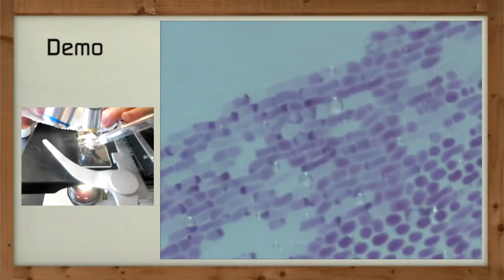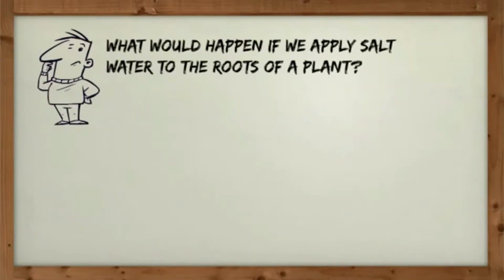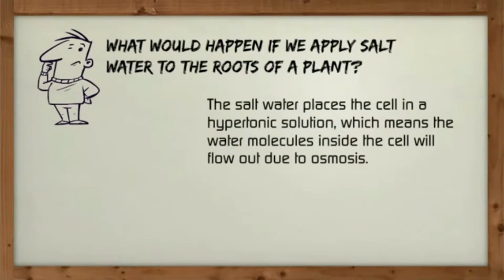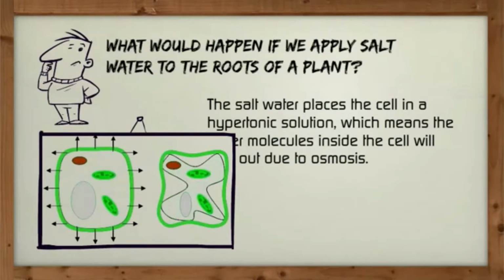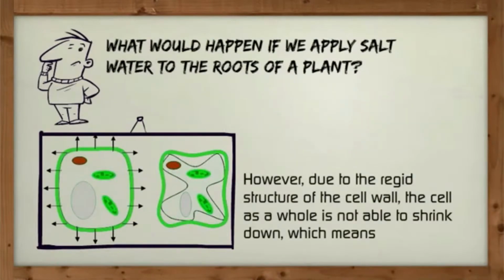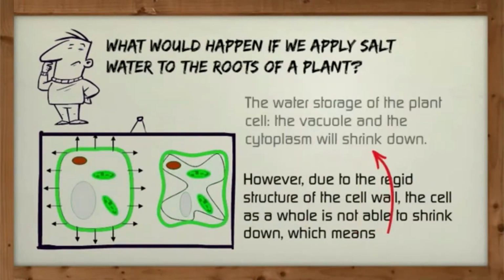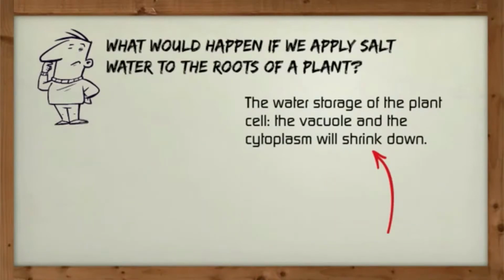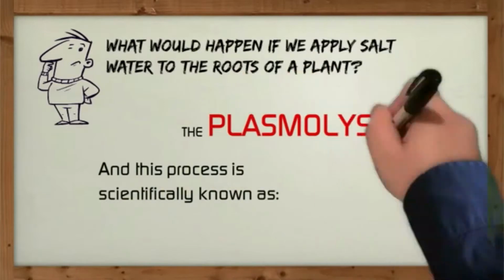What will happen if we apply salt water to the roots of a plant? The salt water places the cell in a hypertonic solution, which means the water molecules inside the cell will flow out due to osmosis. However, because of the rigid structure of the cell wall, the cell as a whole is not able to shrink down, which means the water storage of the plant cell, that is the vacuole and cytoplasm, will shrink down, and this process is scientifically known as plasmolysis.